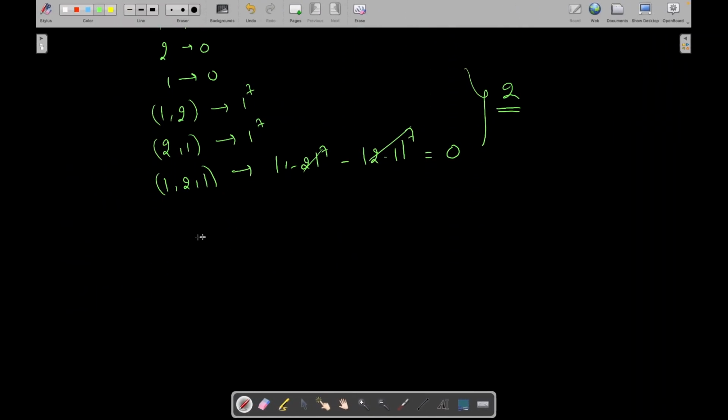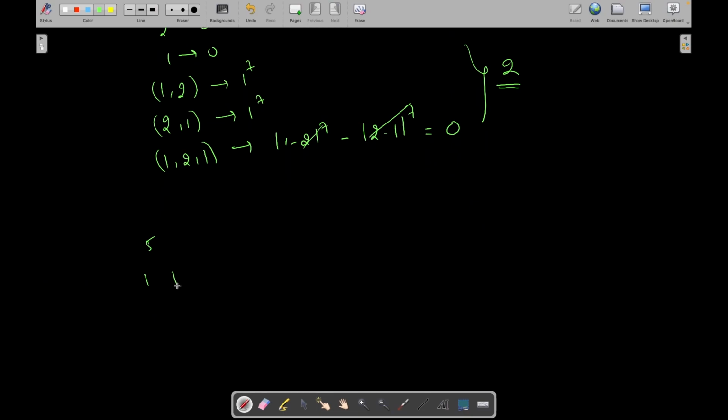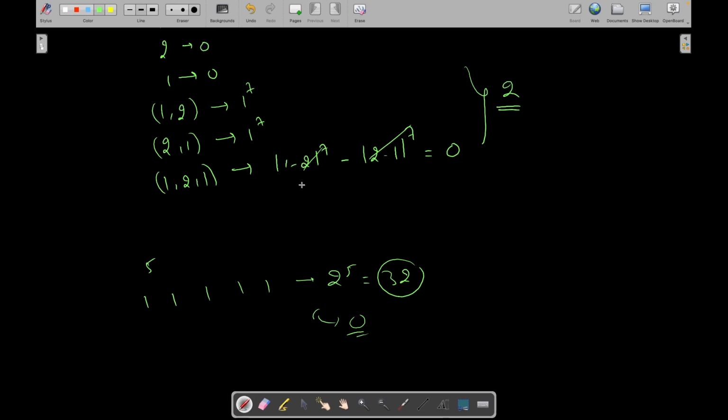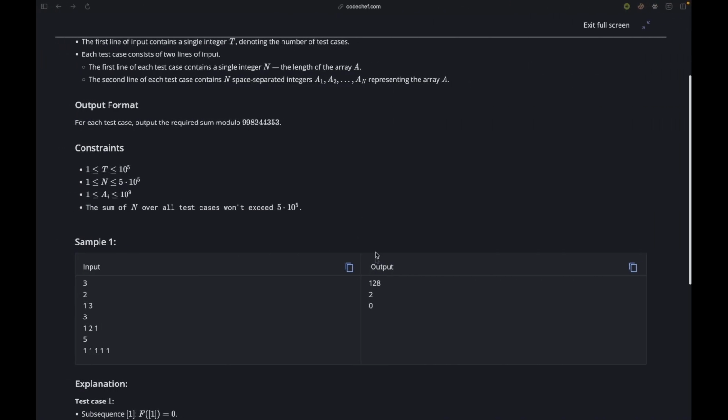And for the last test case, I think it is pretty clear, it is 1 1 1 1 1. So there will be 2 to the power 5 possibilities, which is equal to 32. I am not writing that down, but I think you understand that it will be 0. If you wrote all the possible subsequences, all of them will be 0, and so the answer is 0.